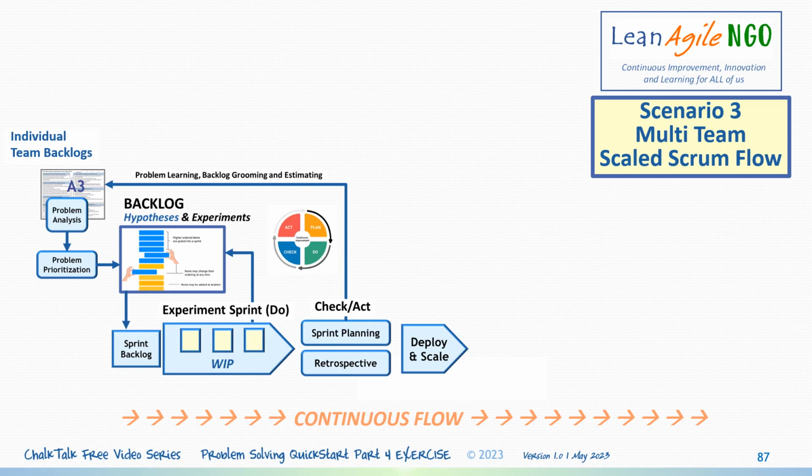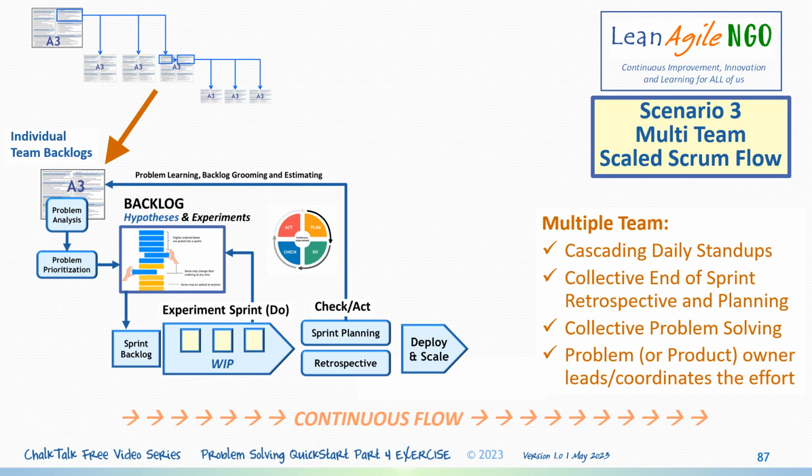At the individual team level, nothing changes. From the multi-team Scrum flow perspective, we see problems cascading down to the individual teams. Together, these teams analyze problems, prioritizing and sequencing them. Then they're passed down to individual teams to integrate with their sprint backlogs and workflows.